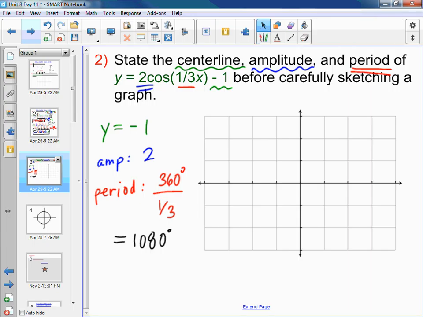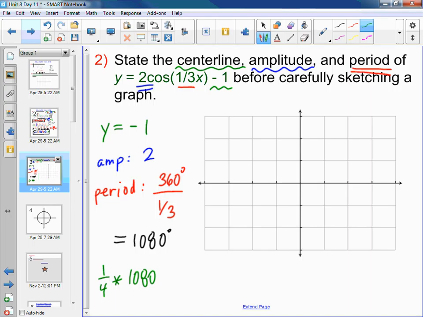1,080 degrees. Raise your hand if you had 1,080 degrees for the period. Did anybody get that far with the period with B? Good. Now I'll go ahead and break that up into quarter period increments so I can label my scale. So I'm going to do a quarter of my period so that I can figure out a good scale for my axis.